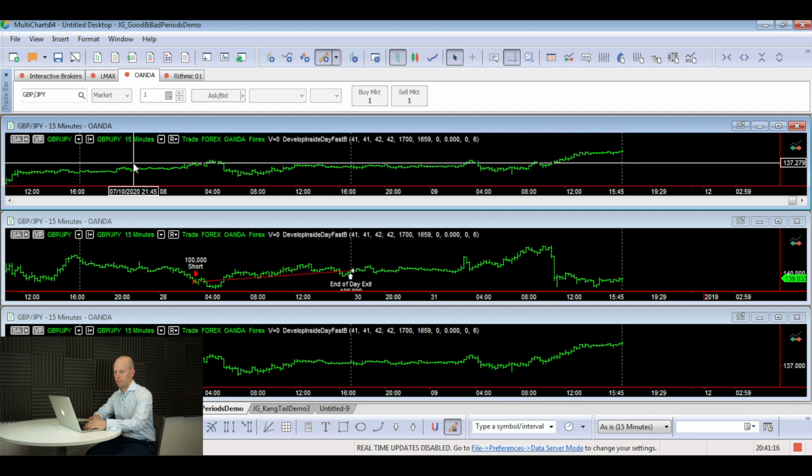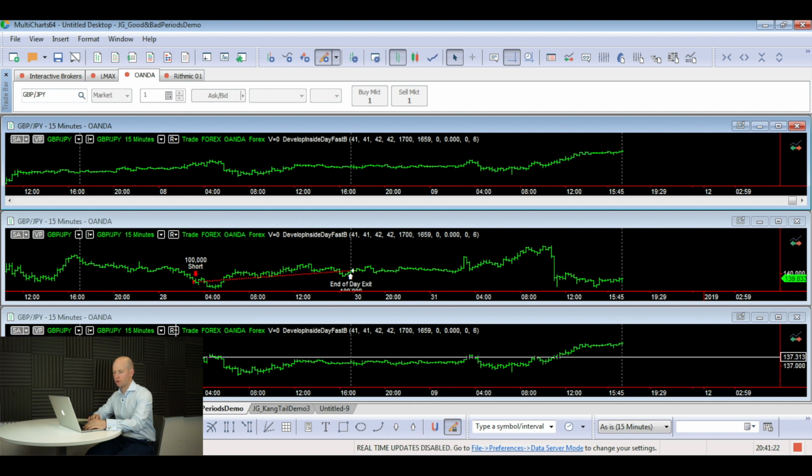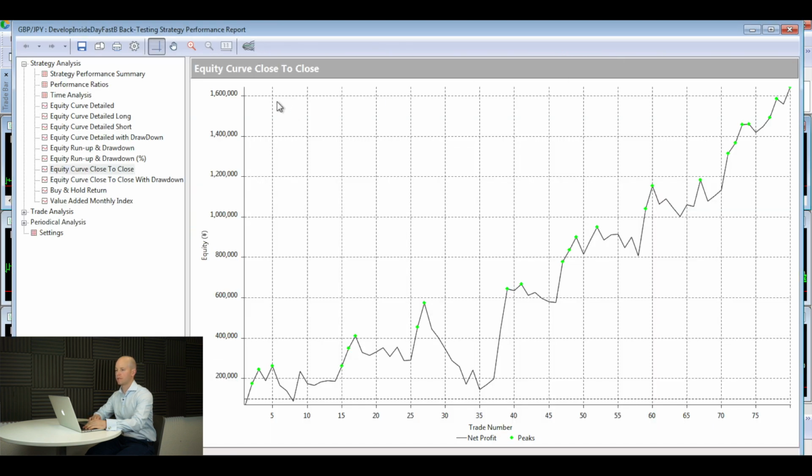Okay, we're looking at the charts now, and what you can see is 3 separate charts of pound yen. Now each one of these charts has the same strategy on it, and I'm going to show you the equity curve of each one and then explain. So first, let's look at this top one, and this is the equity curve, the performance report. Down the bottom is just the number of trades, and up the left hand side is how much money the account grew. And the little green dots mark new highs in the equity. So you don't need to know that.